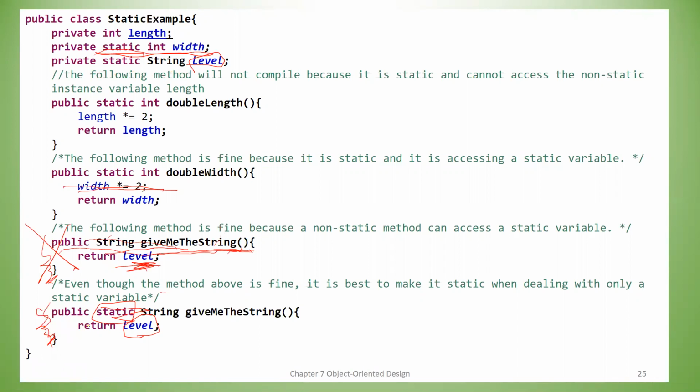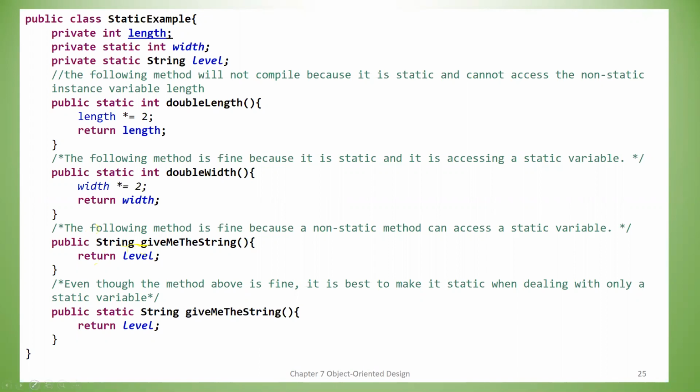Is there any repercussions, or is it just more like a convention? It's actually not even just a convention, because, well, think about it. What if you want to get the level before you create any objects, right? That's a great question, by the way. Before you create any objects, you cannot use this method because it's not static.